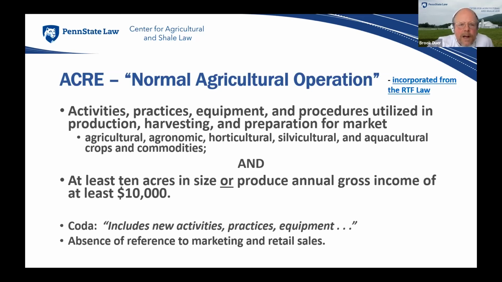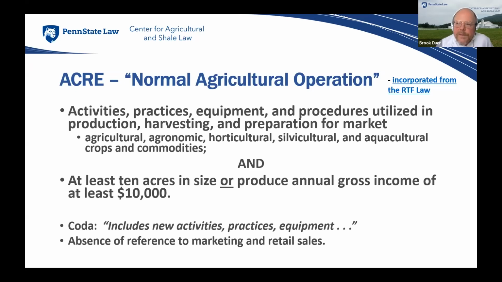And then it has to be at least 10 acres, or if you're less than 10 acres, you have to have an annual gross income of at least $10,000 from the agricultural activities. There's a little coda in the definition that they felt necessary, that this would include not just historically accepted practices, but other new activities and practices and equipment that are being utilized in connection with agricultural activities.